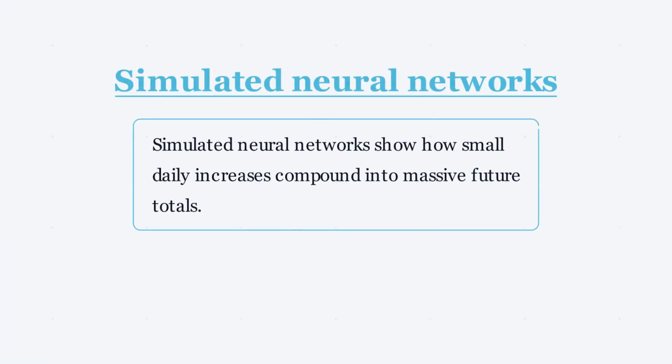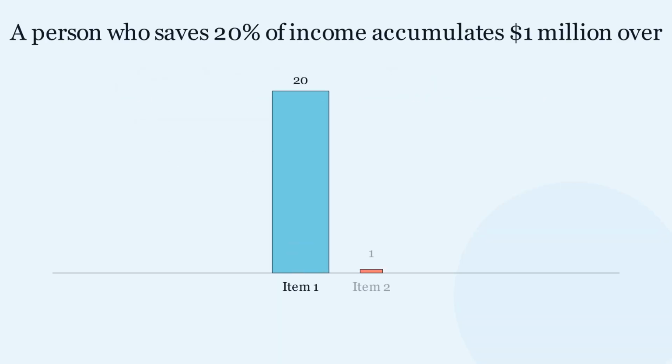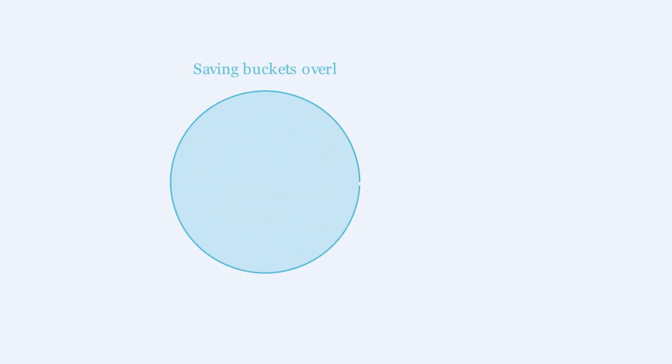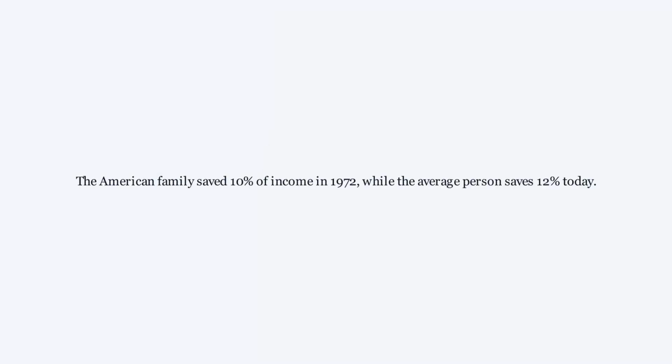Simulated neural networks show how small daily increases compound into massive future totals. A person who saves 20% of income accumulates $1 million over 50 years. Saving buckets overlap to show that early habits compound interest into huge final amounts. The system repeats monthly contributions until the target financial goal is reached.